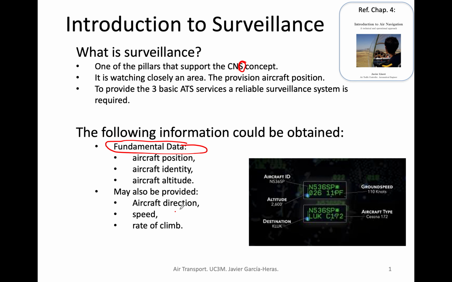And there is also other information that we can acquire from some surveillance systems, such as the aircraft direction, speed, rate of climb.